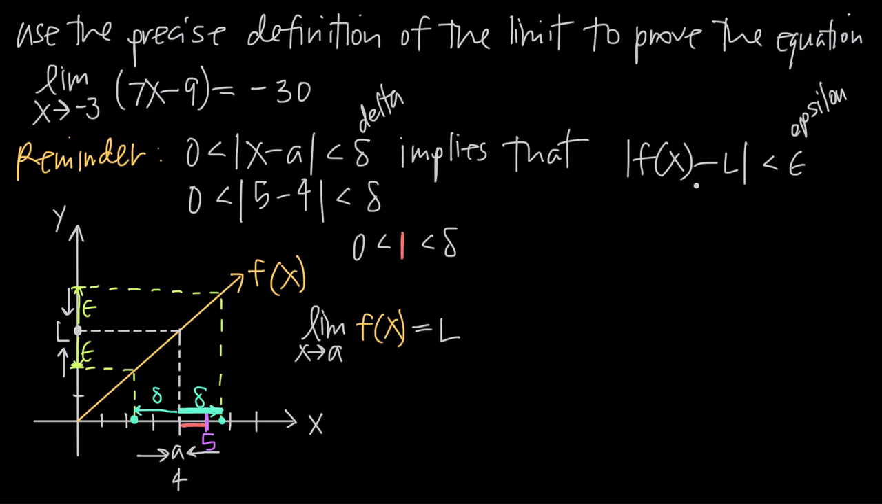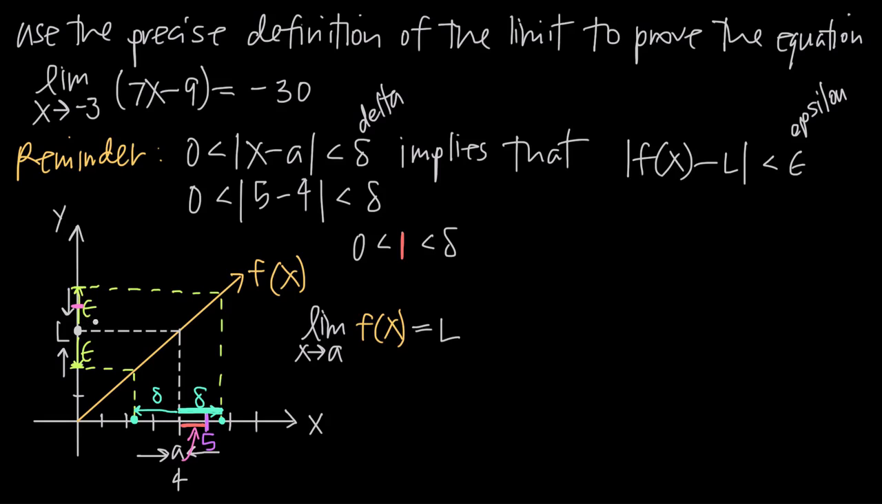This inequality says that the distance between this f of x value and L is going to be less than this entire epsilon distance. In other words, and this is really what it comes down to, as long as the difference between x and a is smaller than delta, then I know for sure, and I can prove with this definition, that the difference between the value of my function and L is going to be less than this epsilon value that I defined in the beginning.